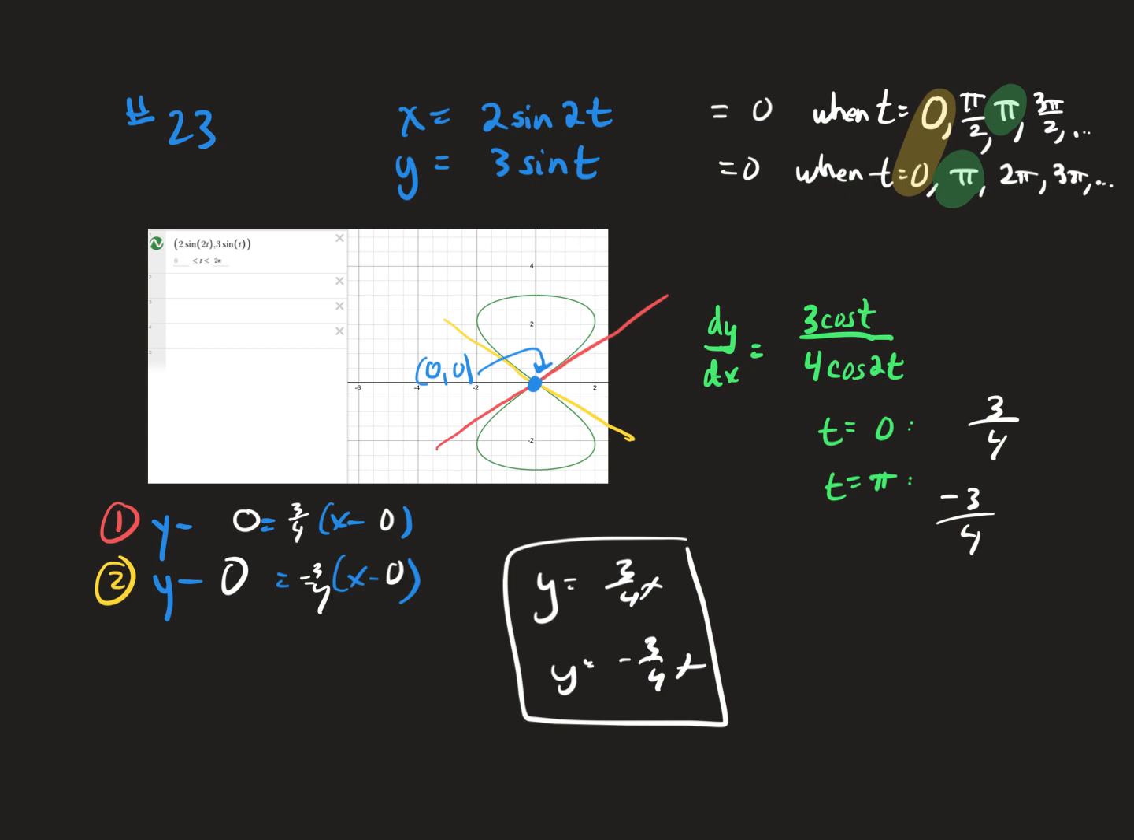All right, I think we'll do maybe one more example. Maybe we'll do 2 more examples. So number 29, x is 4 minus t, and y is t squared. And we're supposed to find any horizontal or vertical tangencies to this curve.